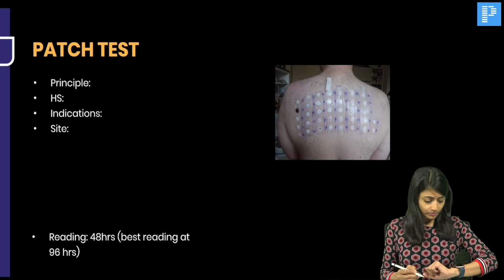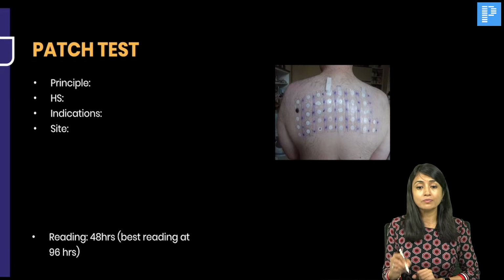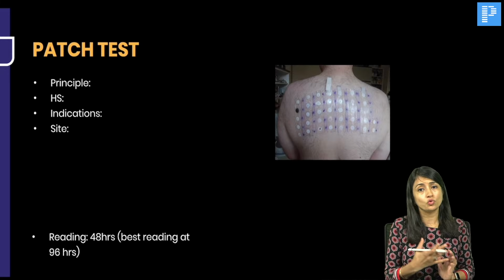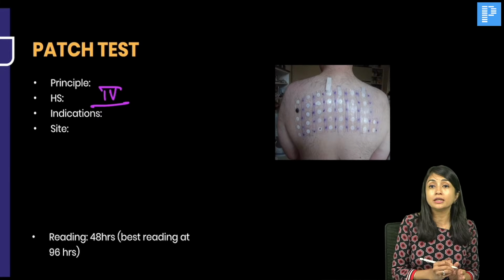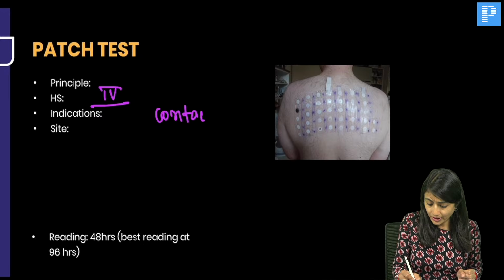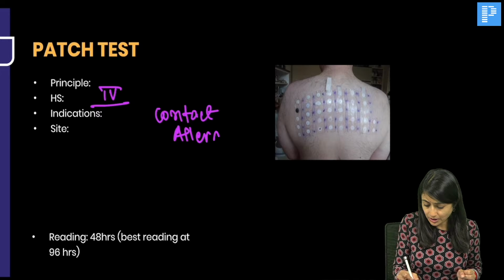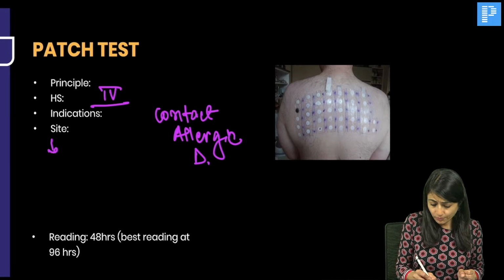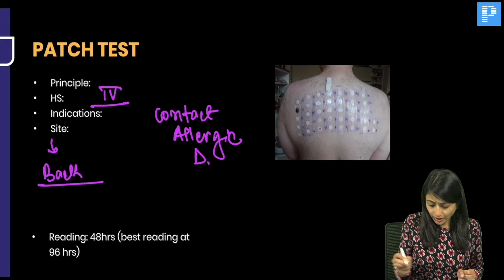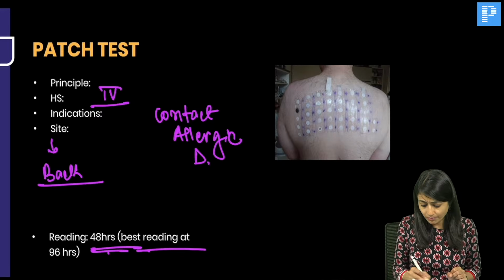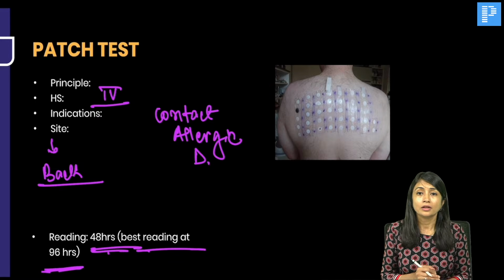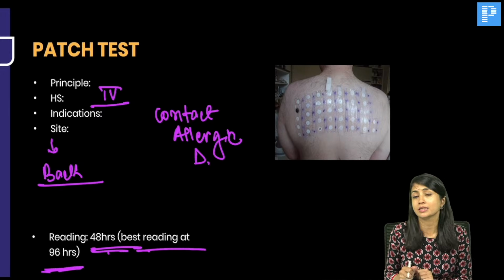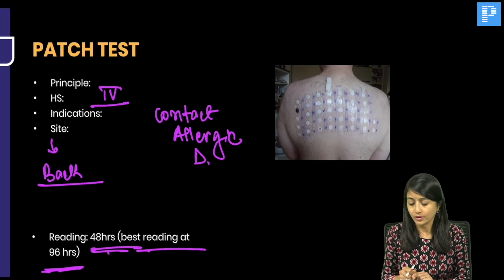Again, I will not be discussing the details, but a lot of times you get this image of this test and they ask you what test it is. So, it is the patch test. It is a type 4 hypersensitivity reaction used to identify allergic contact dermatitis. We usually put it on the back and you read it after 48 hours, but the best reading is done at 96 hours to look for delayed reactors. Right. So, 48 hours you read it, but if you have to choose one answer, you say 96 hours. Right. Good.